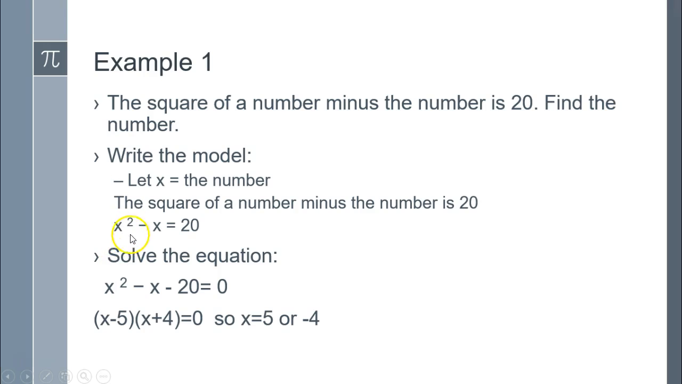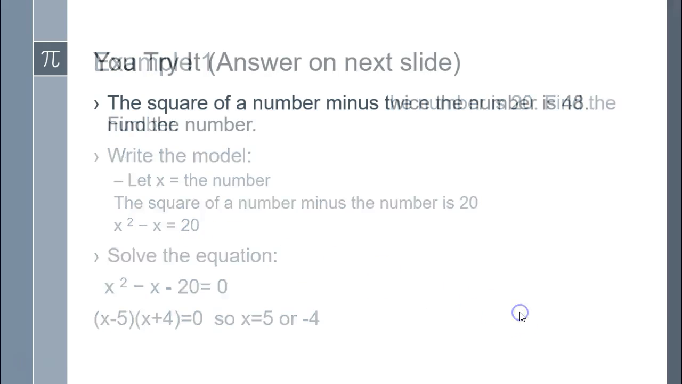5 squared is 25, minus 5 is 20. Negative 4 squared, now be careful if you do this in your calculator, you have to put the negative 4 in parentheses. You should get positive 16. Whenever you square a number, you're multiplying it by itself, so the sign of the two things you're multiplying together will be the same, so you should get a positive result. Negative 4 times negative 4 is positive 16, and then I subtract a negative 4, means I add 4, 16 plus 4 is 20, so those both work.